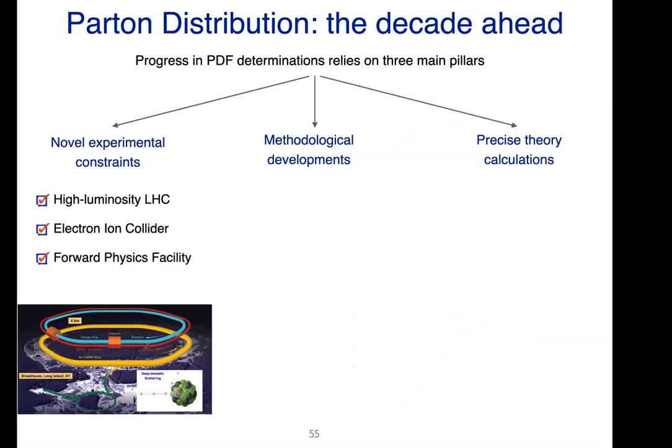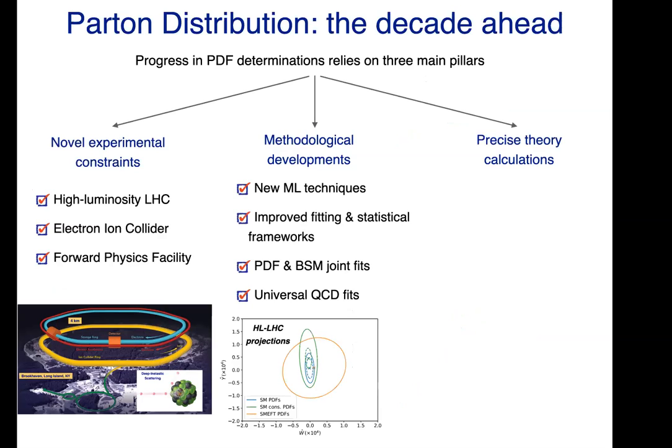New data will come from the High Luminosity LHC, but also from the Electron-Ion Collider and from the Forward Physics Facility. New techniques involve, for example, new machine learning methods, improving statistical frameworks, but also more robust fits of LHC data. For example, you can do a joint fit of PDFs with potential BSM effects, or you can combine different QCD objects. You can do a PDF fit of both the proton PDFs and of the nuclear PDFs. I will show 2 examples of this.